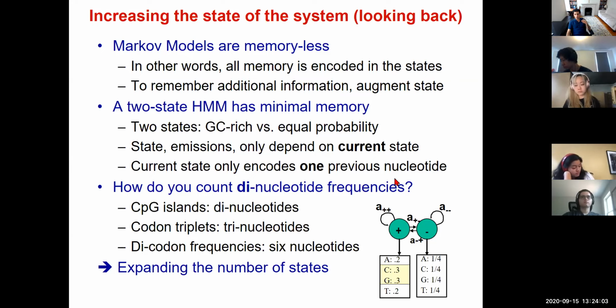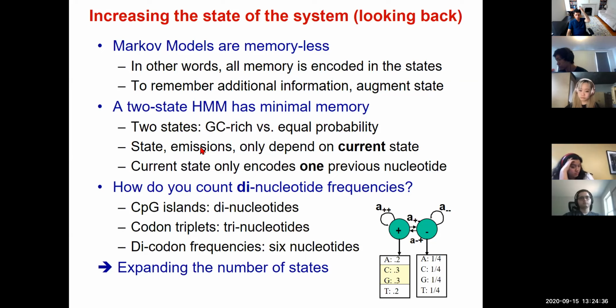Okay, so the way that I can create more quote unquote memory in my Markov chain is by increasing the number of states. And we often talk about the state of a computer system by talking about the memory that it has. So it's very appropriate that we're augmenting the number of states to capture more state. So a 2-state hidden Markov model has minimal memory. The 2 states are GC rich versus equal probability.